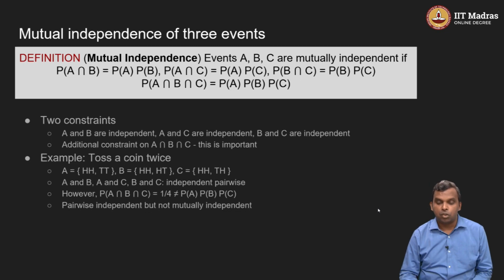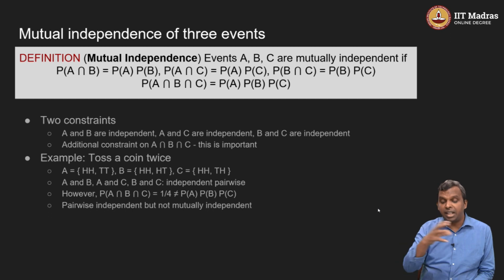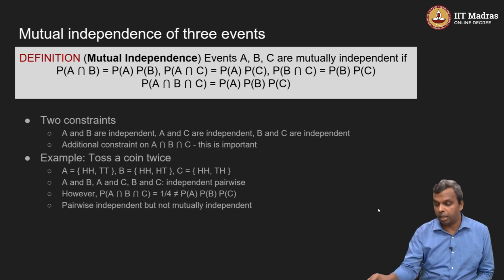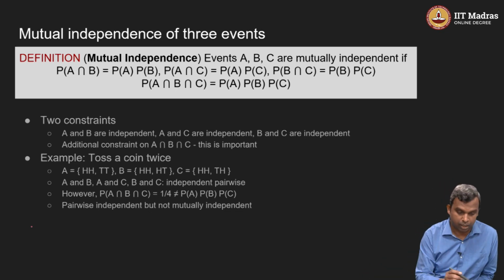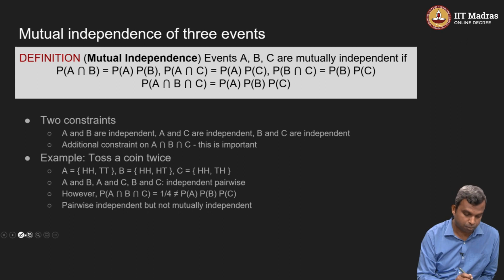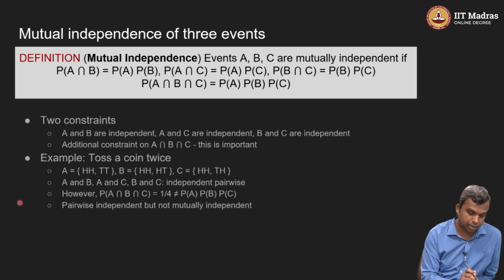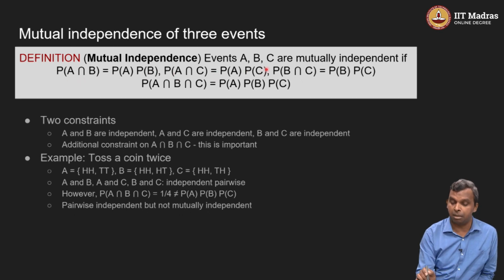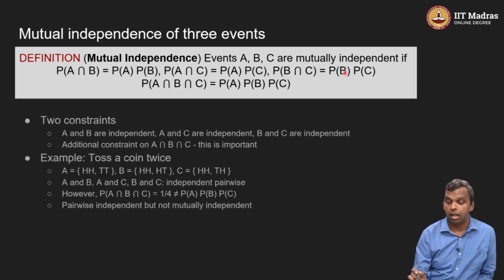If you have three events A, B, C, you have these conditions for A and B being independent, A and C being independent, B and C being independent. Those three are easy to write down. I've written them down first. Let me just pick up this laser pointer, it's a little bit better. You have P of A intersect B being P of A into P of B, A intersect C being P of A into P of C, B intersect C being P of B into P of C. So, mutual independence of three events does not stop there.